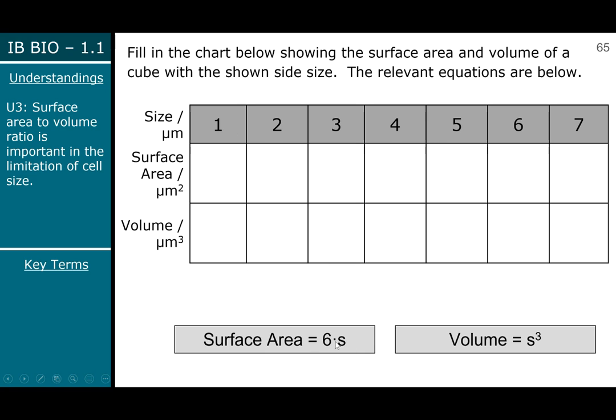Remember, surface area is 6 times whatever the side is because a cube has 6 sides, right? Top, bottom, and then the 4 around the edges. And then volume is going to be S cubed. So you can pause it and finish your table, right? And let's figure this out.